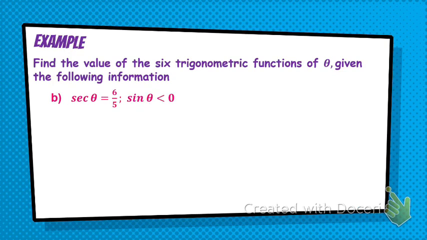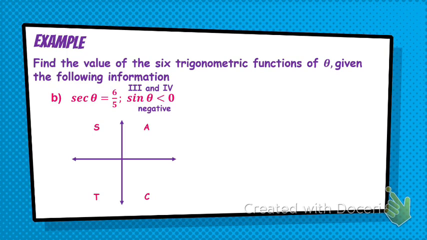Here we have the secant of theta is equal to 6 over 5. So the cosine of theta would be 5 over 6. But we also want this where the sine of theta is negative. So let's go ahead and first, that's negative. That's in quadrant 3 and 4. So those are the 2 possible quadrants I can exist in. Let's go ahead and sketch this out.